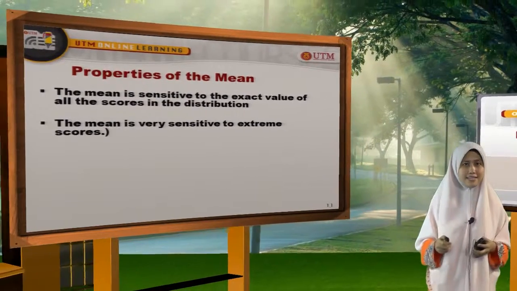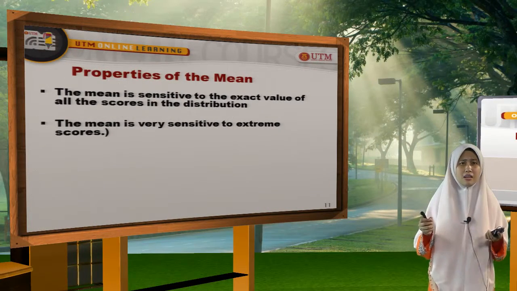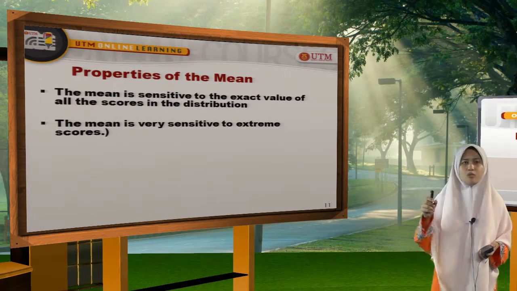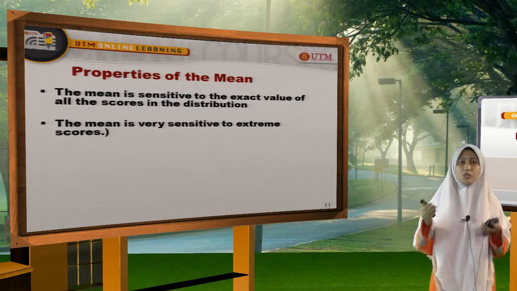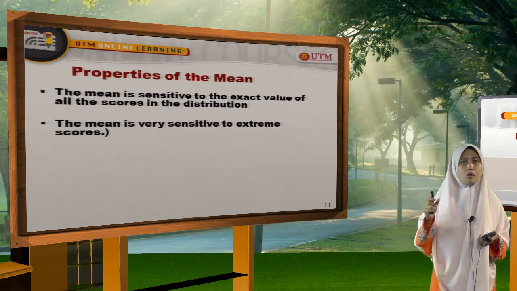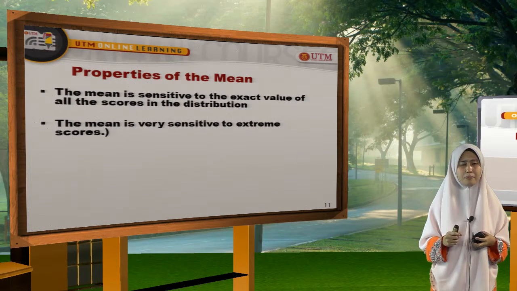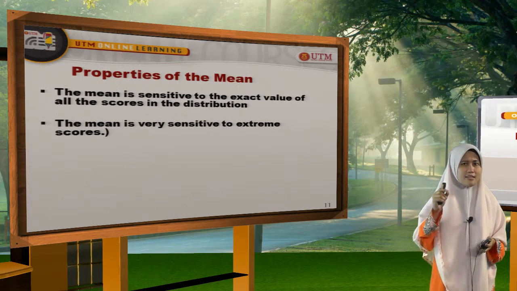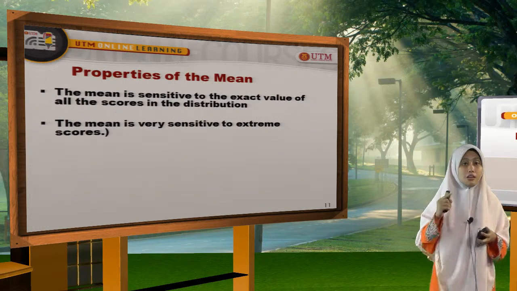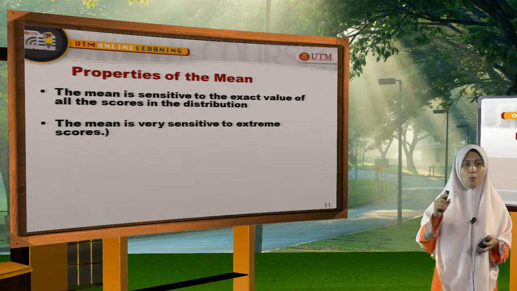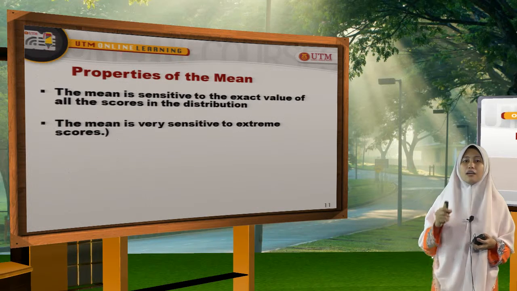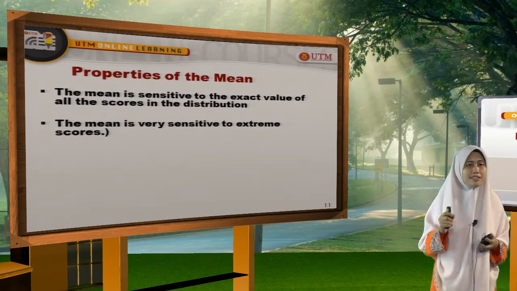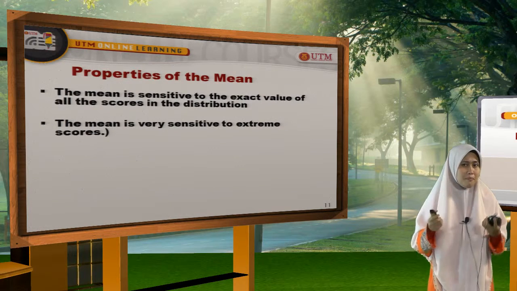Now, we will discuss the properties of the mean. The mean is sensitive to the exact value of all the scores in the distribution. A change in any of the scores will cause a change in the mean. The mean is very sensitive to extreme scores. If we added an extreme score, one far from the mean, it would greatly disrupt the balance. The mean would have to shift a considerable distance to re-establish balance.